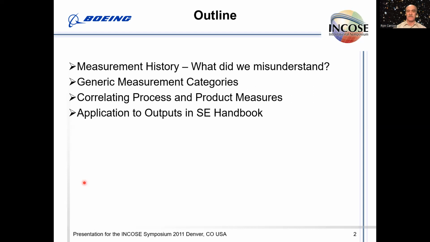I want to first talk about where I think we were at the time in measurement activity in terms of process definition and where we perhaps went in the wrong direction from a misunderstanding of what had been going on in, for example, manufacturing processes. Then I'll talk about some generic measurement categories that can be applied to systems engineering activity, and then some specific correlation or attempts at correlation of process and product measures, and attempt to apply that to several of the work product outputs in some of the technical processes in the system engineering handbook.